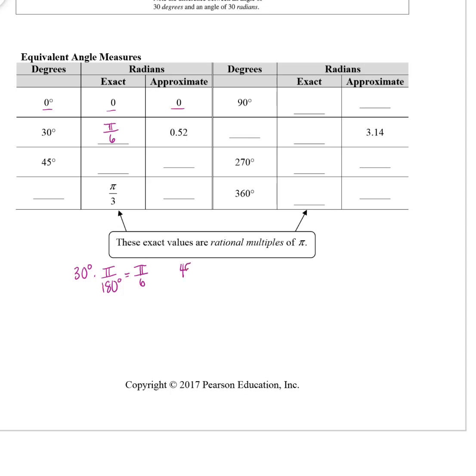45 degrees, multiply that by pi over 180, and we get pi over 4 if we simplify that. So this is pi over 4. If you plug that in a calculator, you're going to get 0.79 for an approximation. Third one, if we have pi over 3, we want to convert that to degrees, then I'm going to multiply by 180 degrees over pi. See, the pi's divide out, and so we have 60 degrees. If we plug in pi divided by 3 in the calculator, we'll get 1.05.